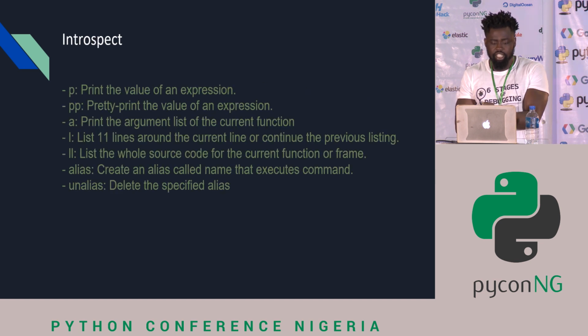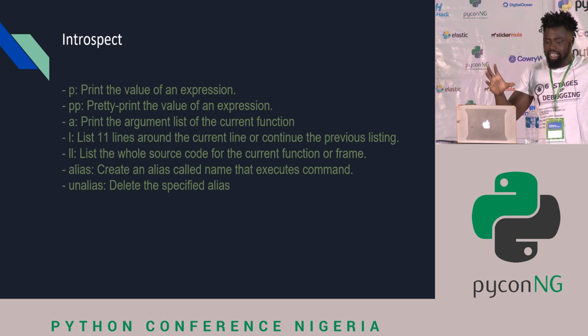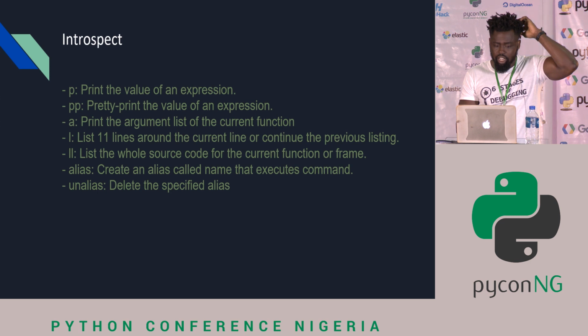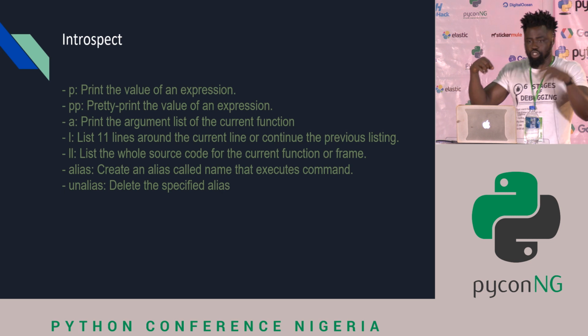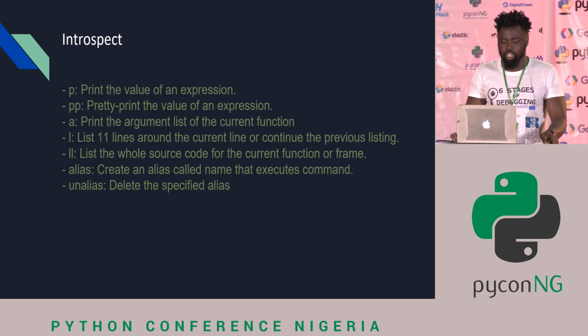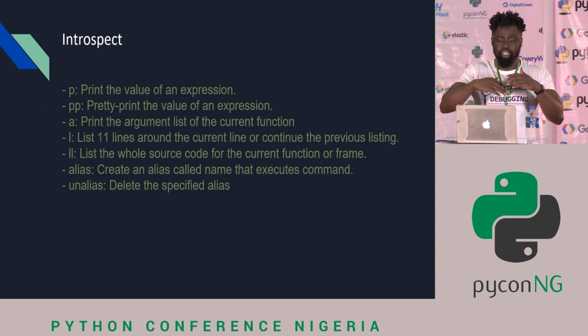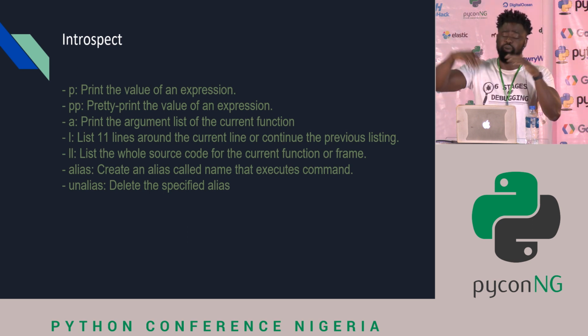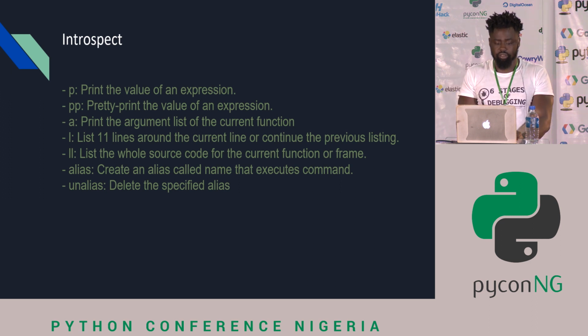And then finally, introspect. To introspect in PDB, you use p to print the value, pp to pretty-print the value. So if you're printing a dictionary, for example, it shows you clearly what the dictionary looks like. If you're in a function and you want to know what arguments have been passed into the function, you just run the a command and it will tell you the arguments. Now, l allows you to list the code that you're currently in. And ll lists the current function or frame that you're currently in. And when you pass an argument to ll, you can specify how many line numbers you want to see.